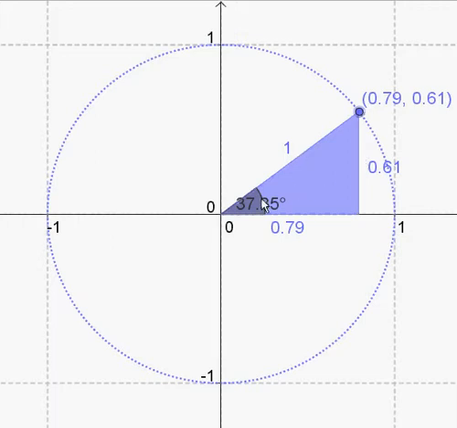So for example, perhaps I want to find the sine of 37.35 degrees, which is what I have here. Well, I know that sine is the opposite side over the hypotenuse. The opposite side is 0.61 over the hypotenuse, which is 1. Dividing anything by 1 doesn't change the number, and therefore, simply by looking at this triangle, knowing it's on the unit circle, I know that the sine is 0.61, and similarly, the cosine, which is the adjacent side over the hypotenuse, is equal to 0.79.